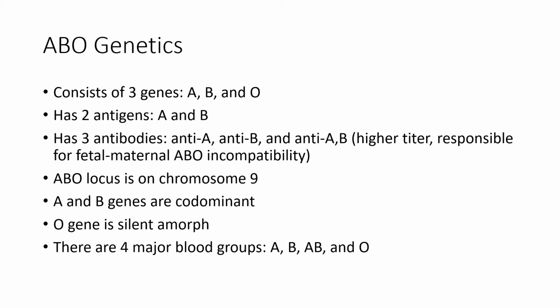The ABO gene is located on chromosome 9. The A and B genes are considered codominant, and the O gene is an amorph that does not produce a gene product. So when thinking about people's types, you would treat the O gene the same way as you would a recessive. There are 4 major blood groups, which are A, B, AB, and O. If you remember these facts, it will help you to figure out many ABO group questions.